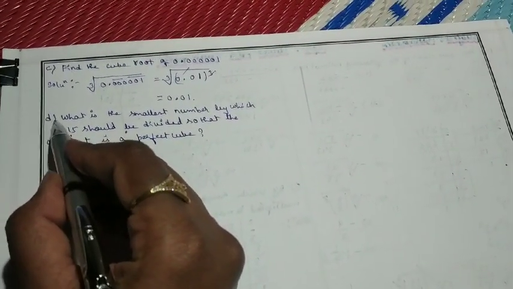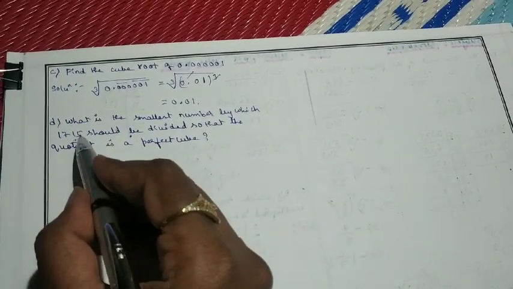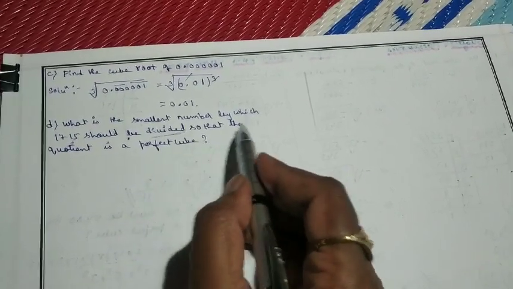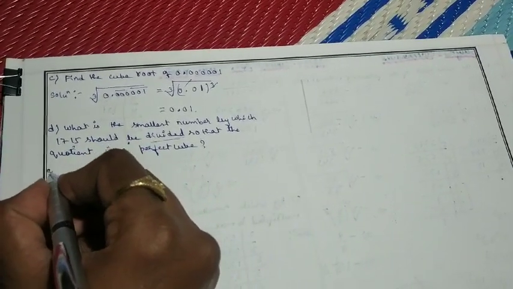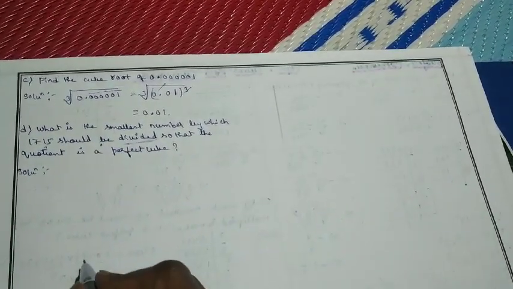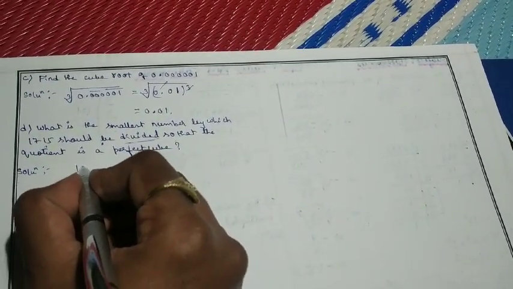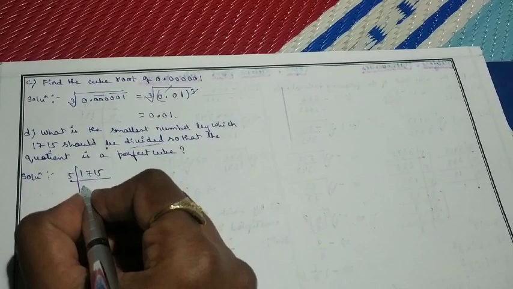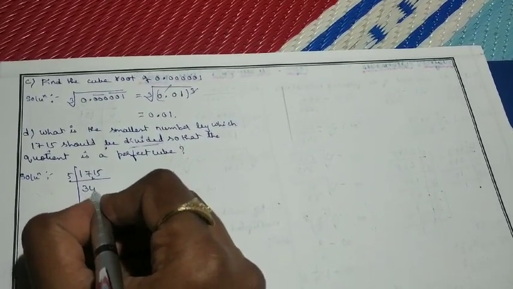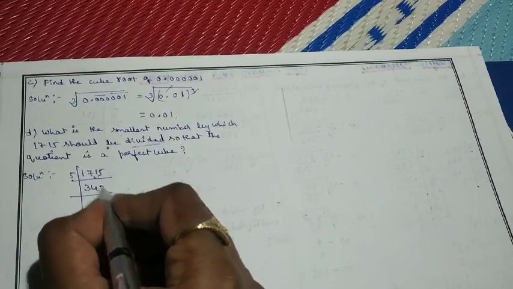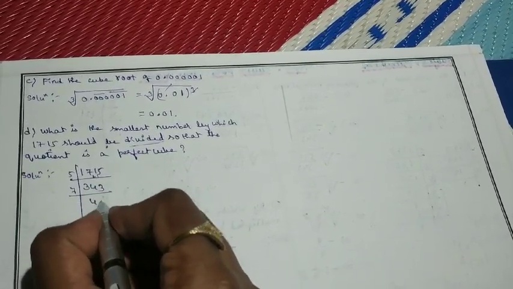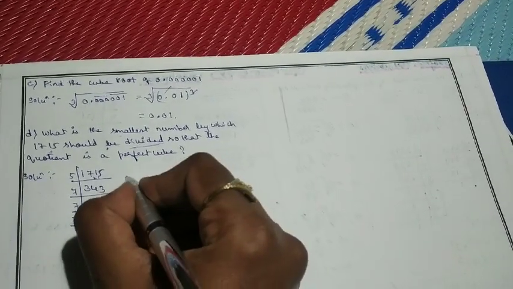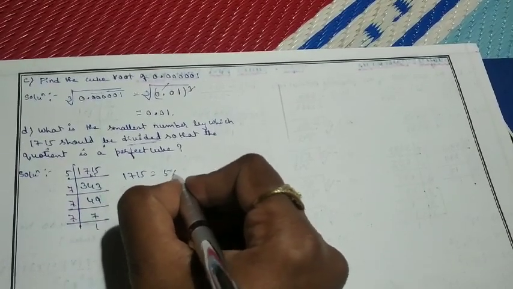Moving towards question D. What is the smallest number by which 1715 should be divided? So here we have to find the factor by which it should be divided so that the quotient is a perfect cube. The given number, 1715, is not a perfect cube, so we need to find its factors, children, by the prime factorization method. 5 3s are 15, 2 remains, 5 4s are 20, 1 remains, 5 3s are 15. We know that 343 is a perfect cube of 7. 7 49s are, then 7 7s are, then 7 1s are. So 1715 can be written as 5 into 7 cubed.